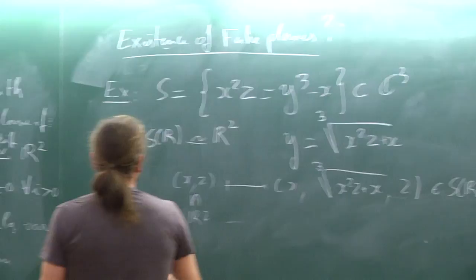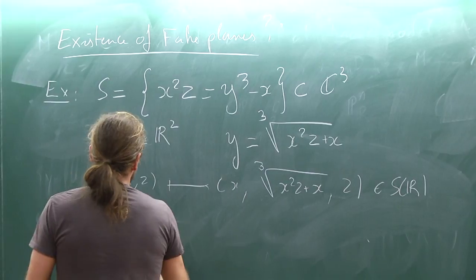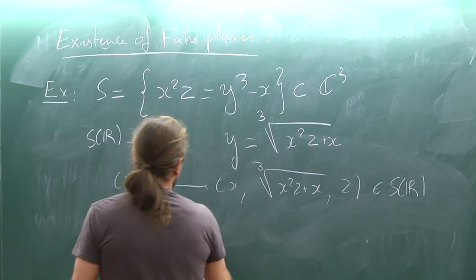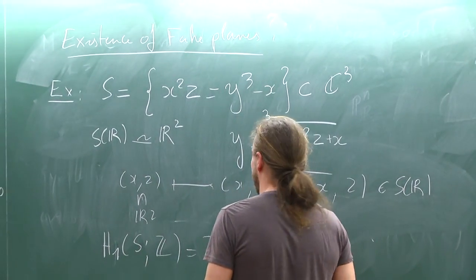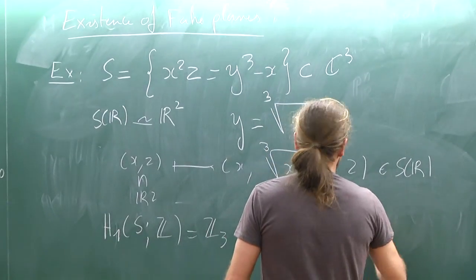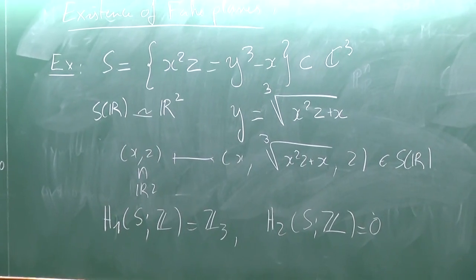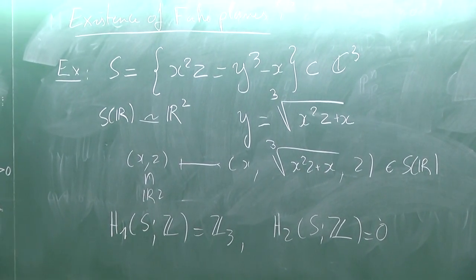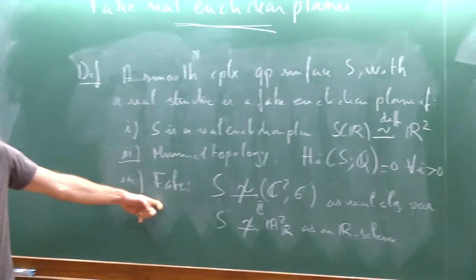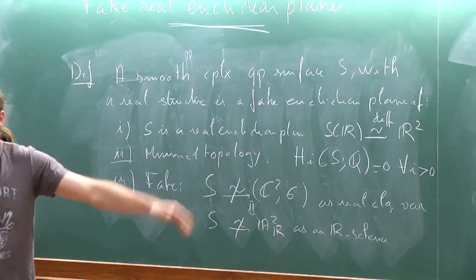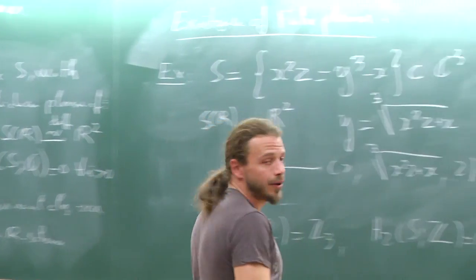And another point is you can just compute the topology of this surface to see that H1 is Z3 and H2 is 0. This is known as a pseudo-plane. It is connected, and since it is an affine variety, it has no topology higher than half of the dimension. So the second condition is satisfied, topology is minimal. And of course, the last one is satisfied because the first homology group is non-trivial. So this is the first instance of a fake plane, right?